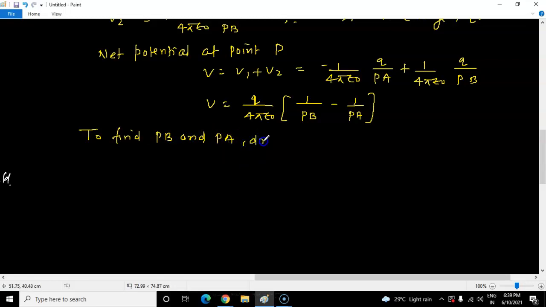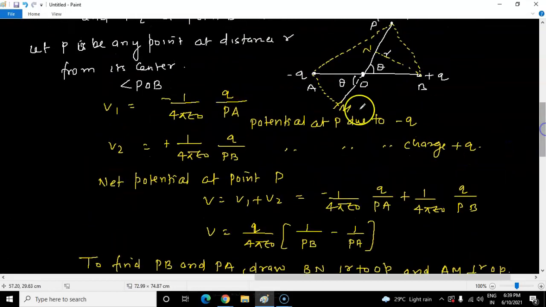Draw BN perpendicular to OP and AM perpendicular to OP, right? This is what I have done: the perpendicular distances, this one and this one.